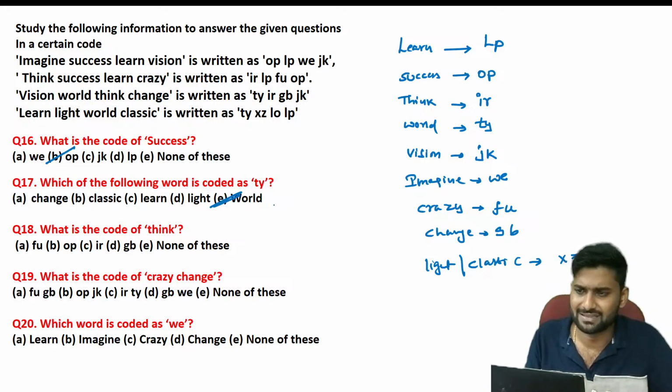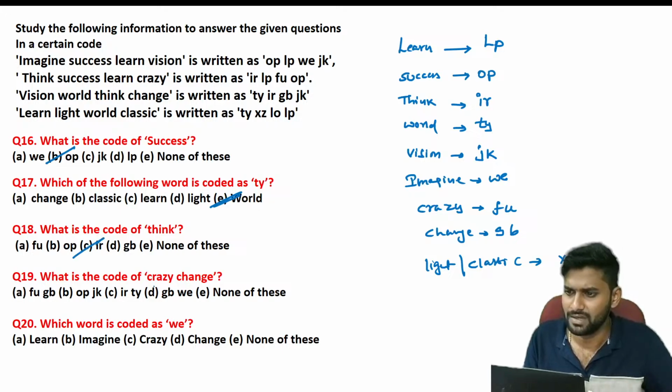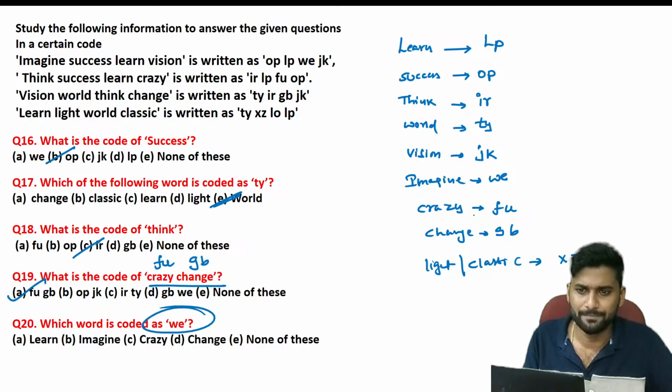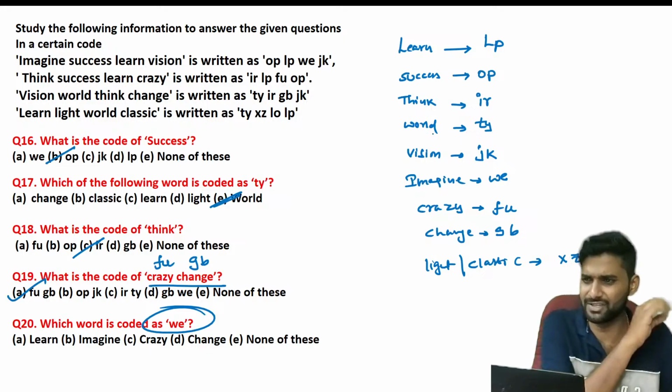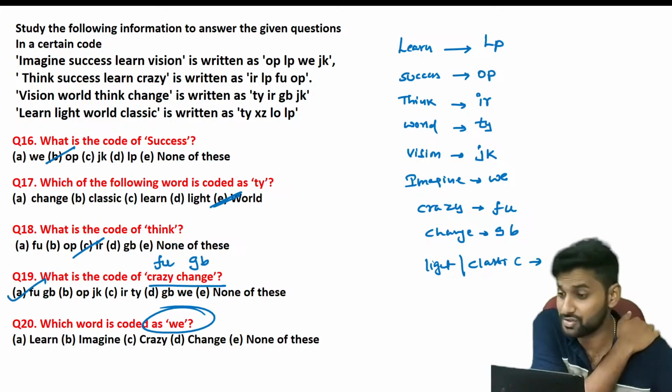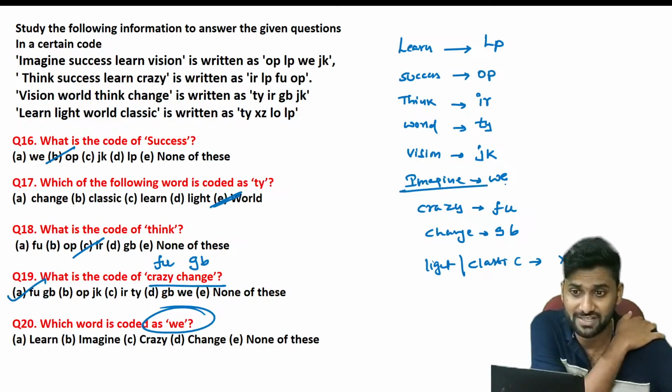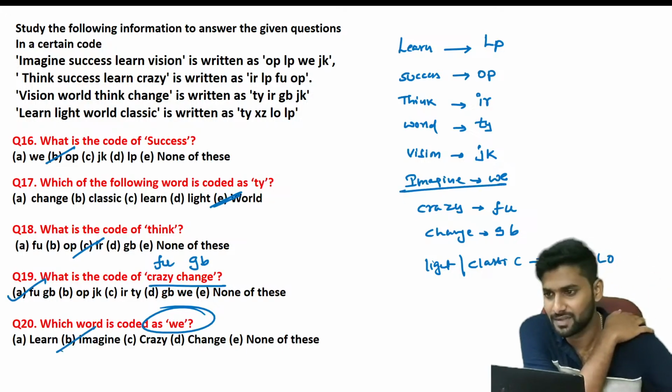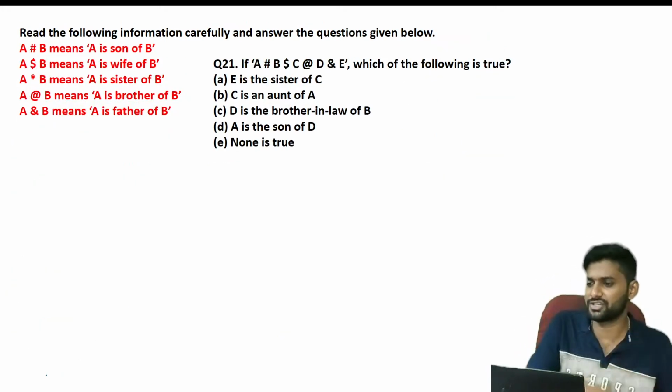What about think? IR. Crazy, change. What about crazy here? Crazy is FU. What about change? FU, GB. Now, what about V? Guys, it's a completely new word, I think. Sorry, V is not a word, it's a code language, right? It's Amazon. Yes. What is the next question here?